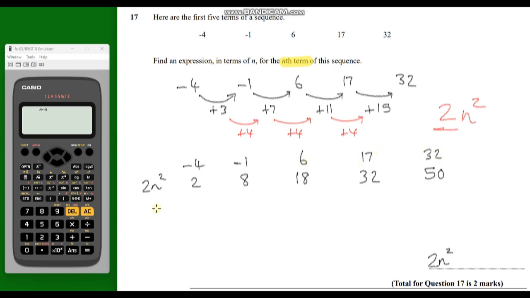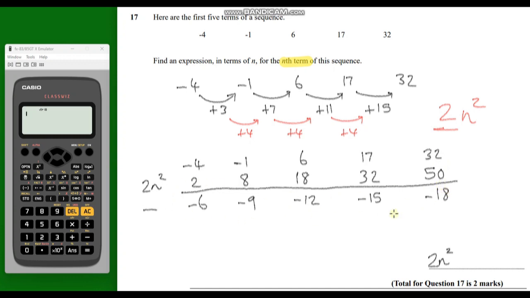And what we're going to do is we're going to subtract. So let's just put a line in here just to show what we're doing. So -4 minus 2, well that's -6. -1 minus 8, that is -9. 6 minus 18 is -12. 17 minus 32 is -15. And 32 minus 50 is -18.